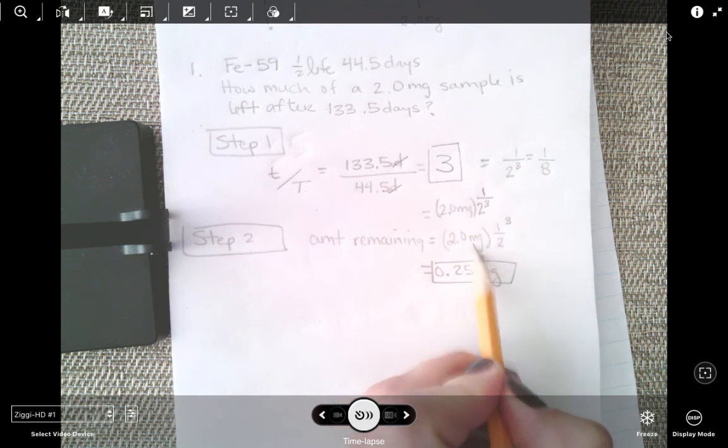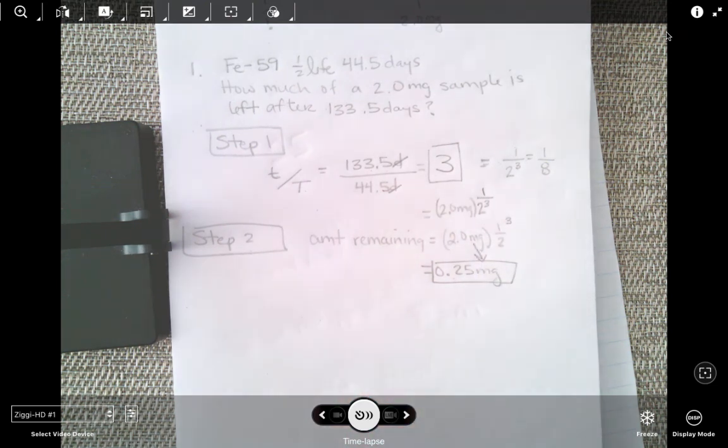So these units carry down into your answer because we're looking for a quantity here. So how much of a 2 milligram sample will remain after 3 half-lives or 133.5 days? Only 0.25 milligrams of the sample. That's why we can use radioactive substances and inject them into human bodies, because they have such a quick half-life that the unstable radioisotope decays quickly and basically becomes innocuous in your body.